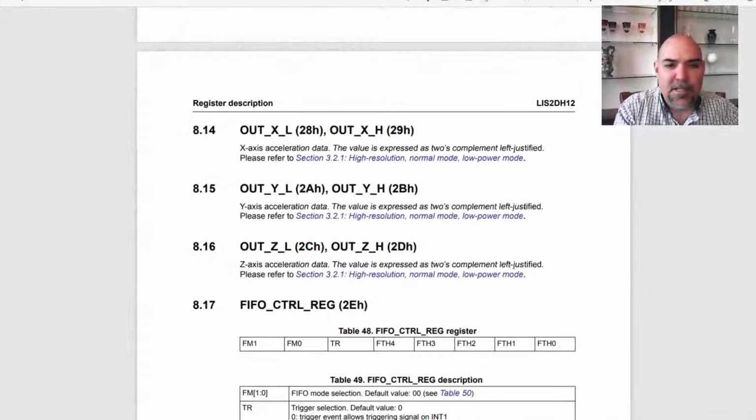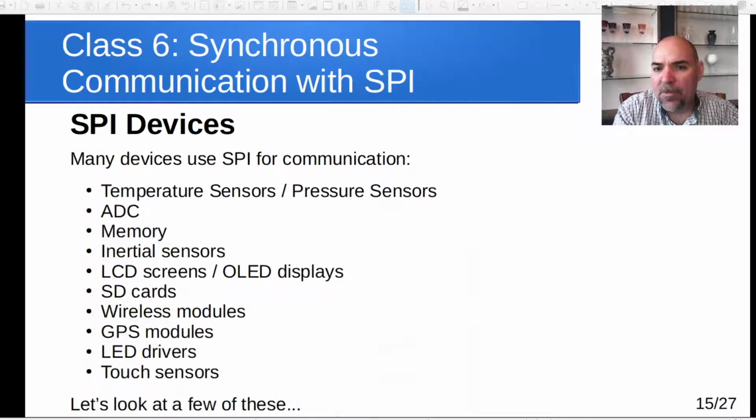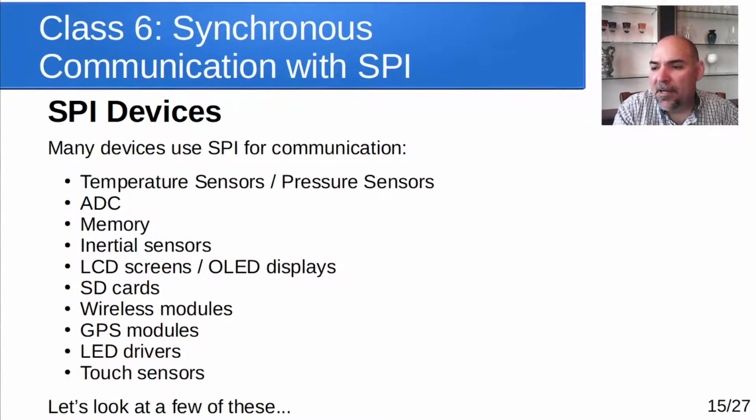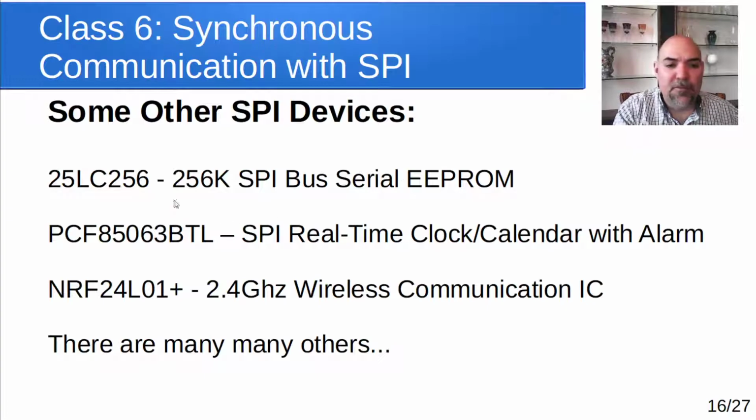All right, so let's look at a few more of these for a second here. So I'm going to go back to here, and I want to look at a couple other ones. Let me go back to the presentation just for a second, and then we'll continue on from there. But the idea here is that there's just tons of these devices. We're going to look at a few here. We're going to look at this 25LC256, PCF85063BTL, and an nRF24L01+.